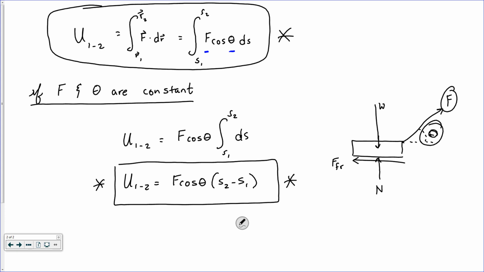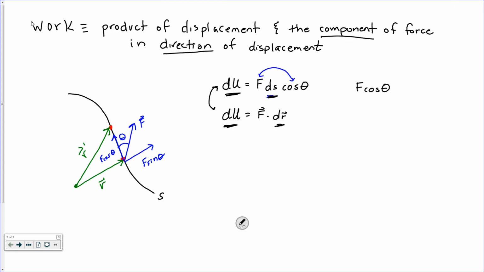Okay? So work is a force times a distance. That is correct, and people do say that. Work is force times distance. That's okay, but it's a little bit more than that. It's the product of displacement, or distance, and the component of the force in the direction of the displacement.